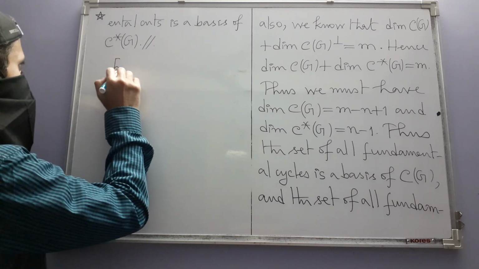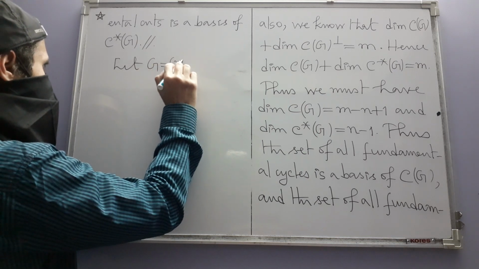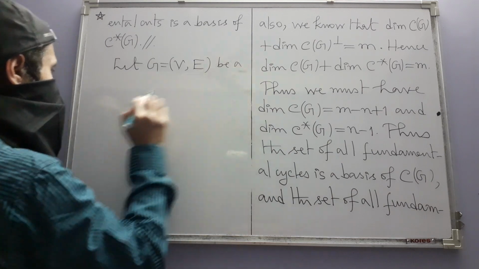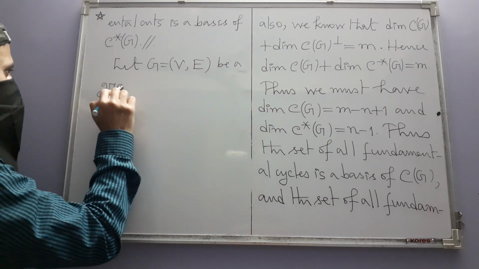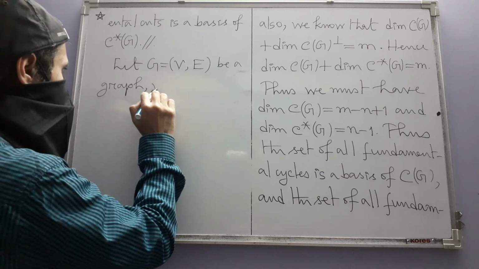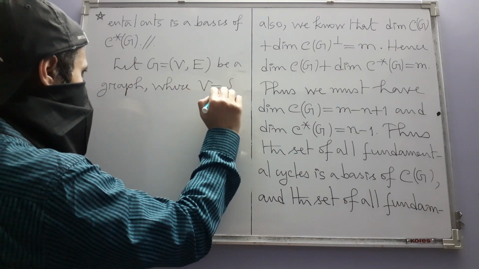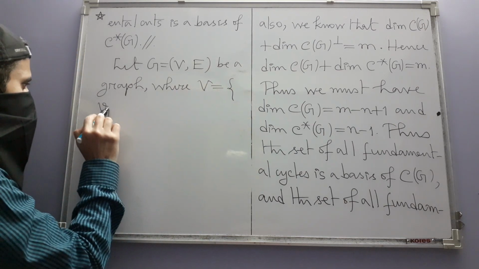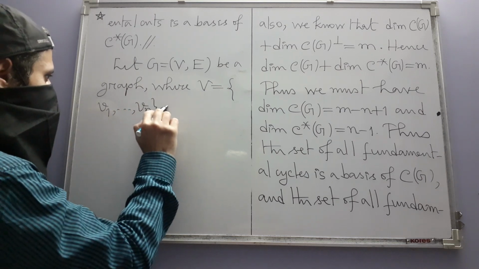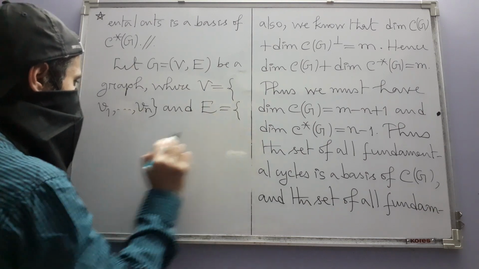Let G equal to (V, E) be a graph, of course, with vertex set V and edge set E, where V has these vertices V1, V2, etc. up to Vn, and E consists of these edges.